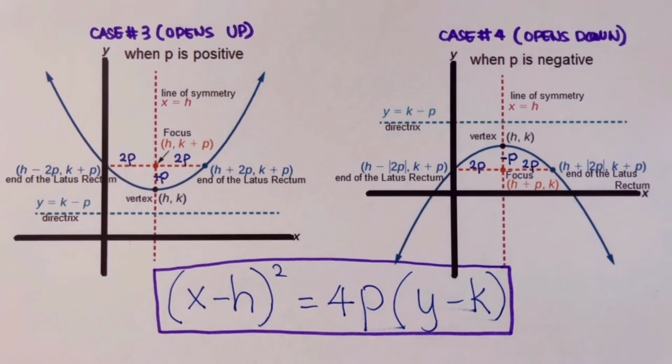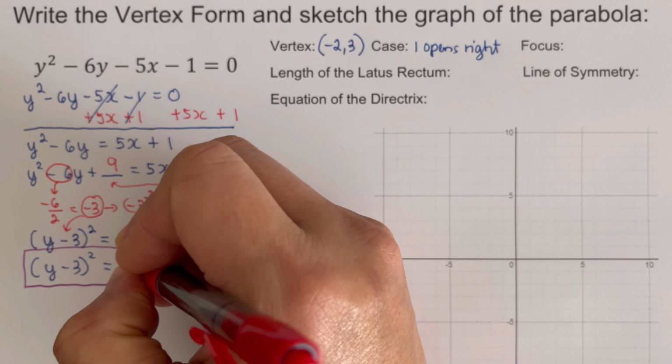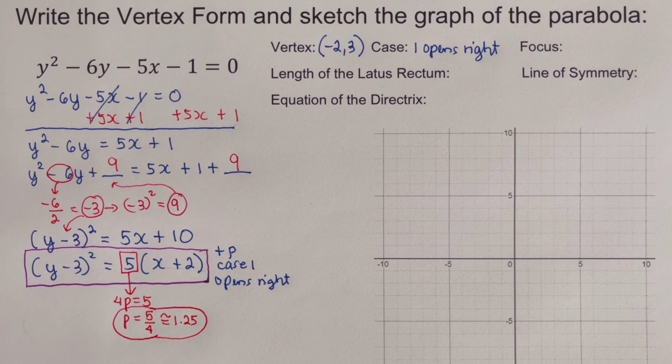Now looking at this, our vertex is at (-2, 3). And then again, this is case 1 that opens right. So what I would do is determine the location of the focus by equating this equation for p and solving for p. So I'm going to go ahead and show the work down here. Okay, so I solved for p. p is actually 5/4, and that is 1.25.